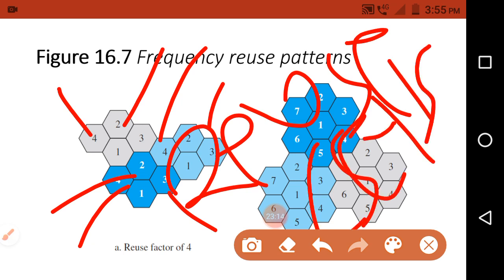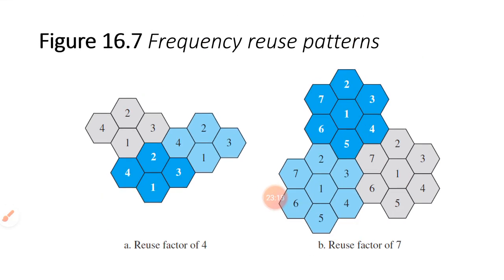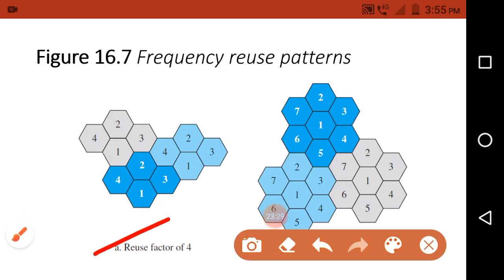So here, a reuse factor of 4 means we have made a group, or a cluster, of 4 cells, so that's why we call it a reuse factor of 4. With the reuse factor of 4, one cell separates the cells which are using the same set of frequency. Which cells will use the same set of frequency here? The cells which have the same numbers.